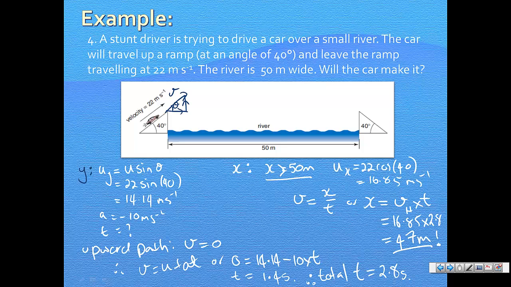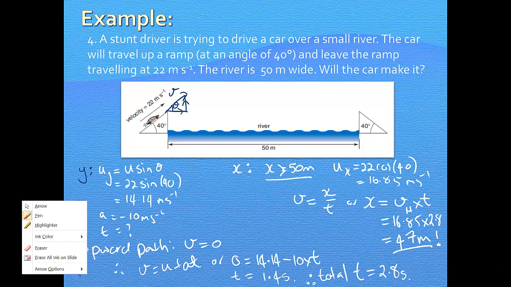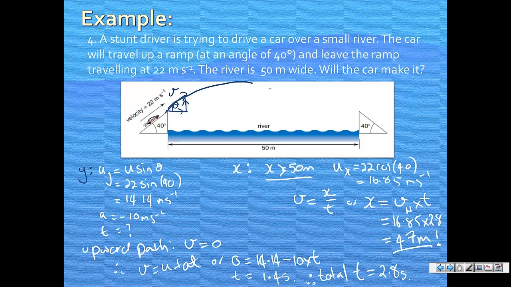Our car is not going to make it. So our problem here is our car won't make it because the distance travelled means he is not going to get all the way to the other side. He's going to do something like that and probably end up landing into the barrier.